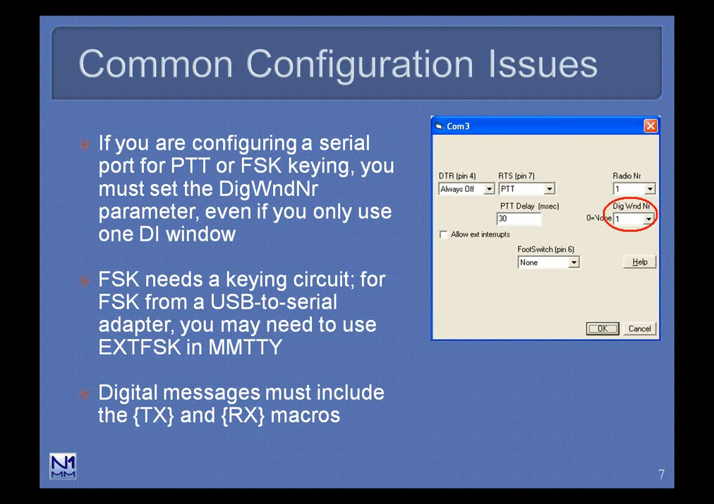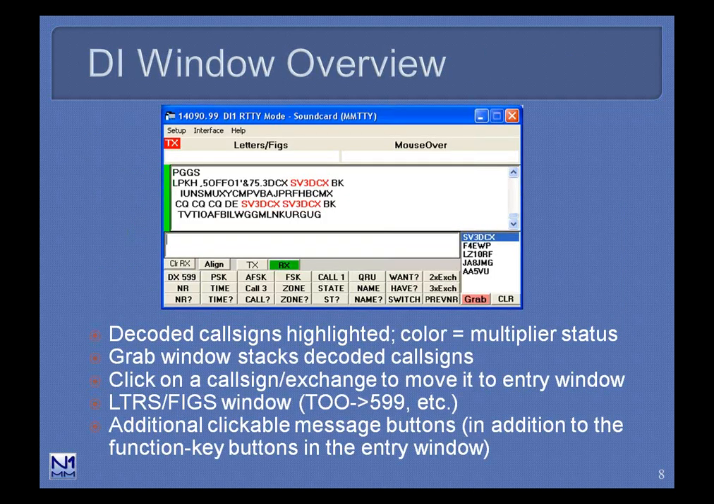Okay, digital interface window. This is what it looks like when you're operating. This is what it looks like on my system, at least, with the colors I've chosen. I'll just sort of go over what's in the window. You notice in the main receive window here that the call signs have been highlighted. The color of the call signs here indicates the multiplier status. So this particular call sign is a multiplier. It's in red. There's a grab window over here that decoded call signs show up in.